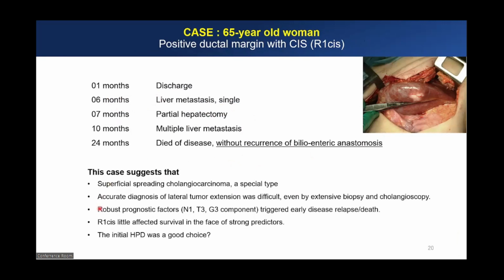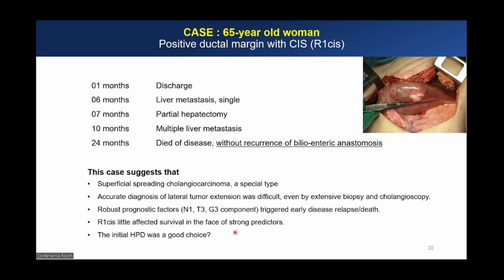This case suggests the following points. Superficial spreading cholangiocarcinoma is a special type. And accurate diagnosis of lateral tumor extension, especially CIS, was very difficult, even by extensive biopsy and cholangioscopy. And robust prognostic factors: she had N1 and T3 pancreatic invasion and a poorly differentiated component, which triggered early disease relapse and death. And the R1 CIS little affected the survival in the face of strong factors. And finally, the initial PD I performed was a big choice.